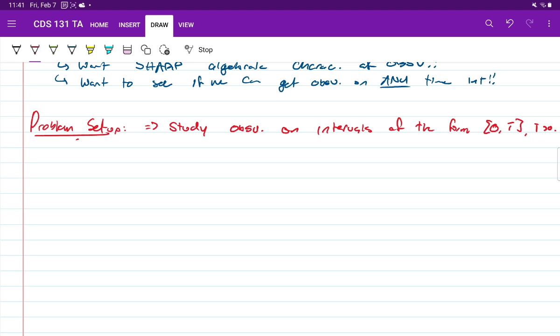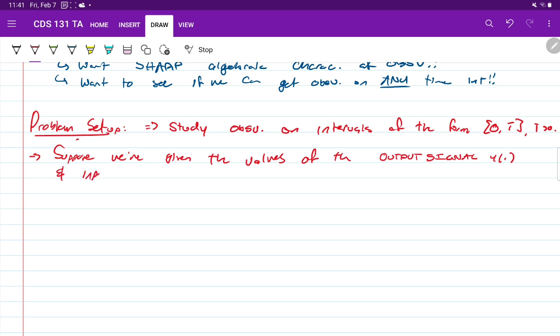Now, with this in mind, let's set up a basic observability problem. Suppose we're given the values of the output signal y and input signal u on this interval [0, t]. And we're going to assume that we know all of our system matrices. We know A, B, C, D.